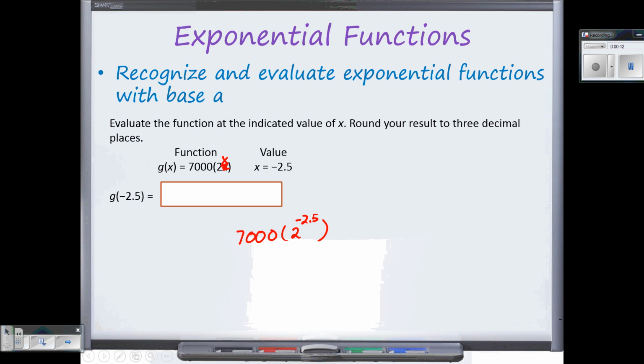When we type that into our calculators, we have 7,002. And we get 1237.43. Now it's 6/8. We're rounding to 3 decimals. That becomes a 7. So that would be our answer.